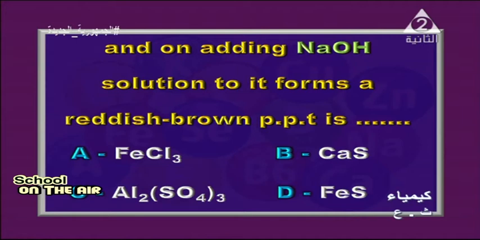Sulfuric acid with a chloride salt gives a colorless gas that turns paper wet with ammonia solution to white fumes. And the iron 3 salt gives with sodium hydroxide a reddish brown precipitate. So the answer is iron 3 chloride.